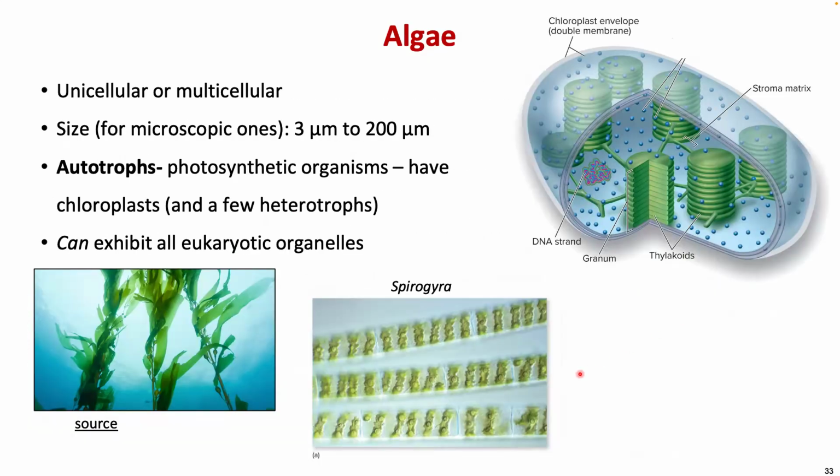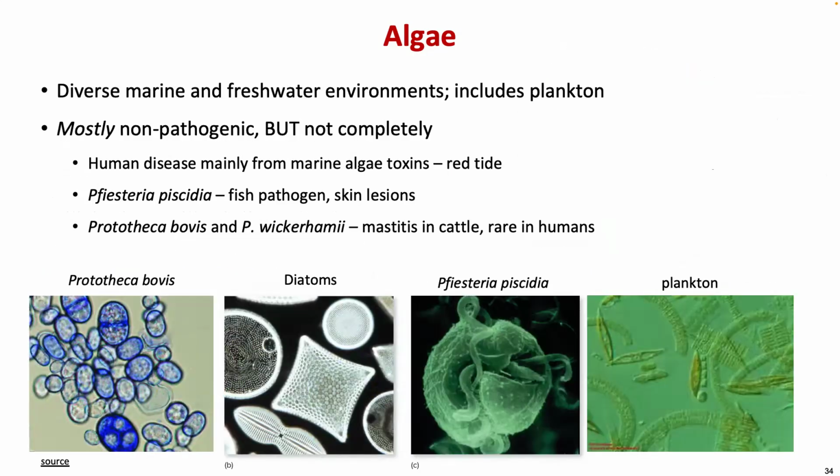Something I really wanted to point out: this algae, which is called Spirogyra, is actually important. It helps in the food chain as much as it's also responsible for the production of most of Earth's oxygen. So you can see how important algae are.